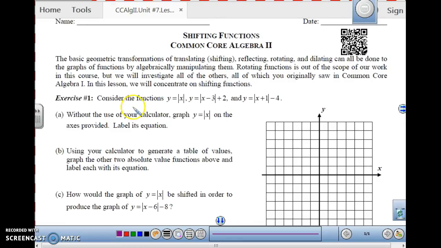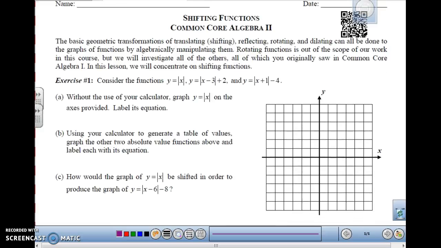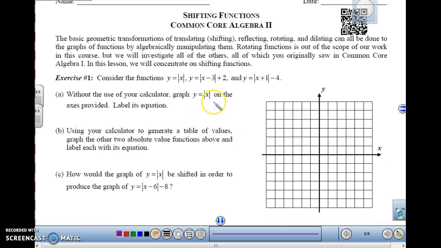All right, so let's consider the functions y equals the absolute value of x, y equals the absolute value of x minus 3 plus 2, and y equals the absolute value of x plus 1 minus 4. All right, without the use of your calculator, graph y equals the absolute value of x on the axis provided and label its equation. So y equals the absolute value of x. That is, absolute value means the distance from 0.